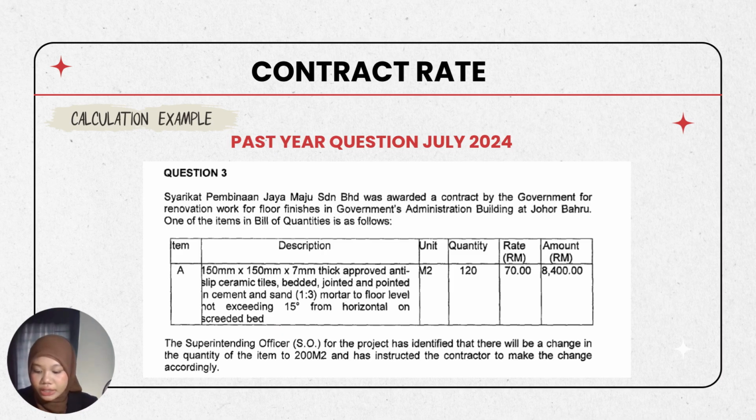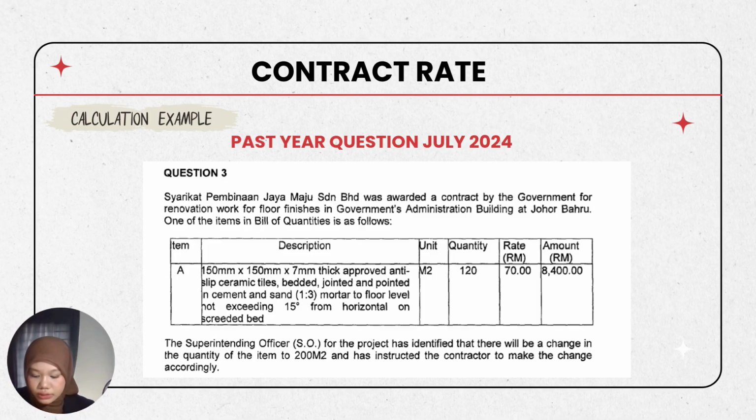Item A, 150 mm width times 150 mm width times 7 mm thick approved anti-slip ceramic tiles, bedded, jointed and pointed in cement and sand 1:3 mortar to floor level not exceeding 50 degrees from horizontal on skirted bed. The unit is square meter, the quantity is 120, the rate is 70 ringgit, and the total amount of quantity and rate is 8,400 ringgit.